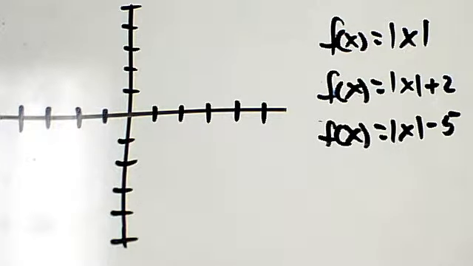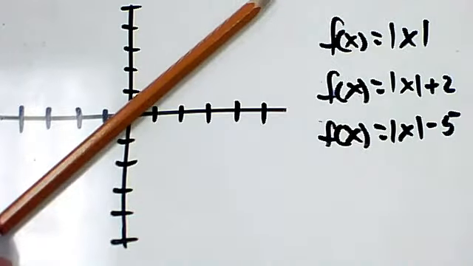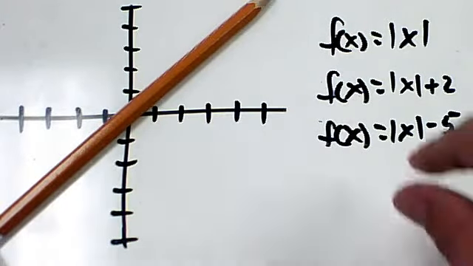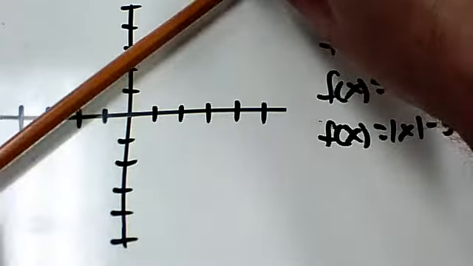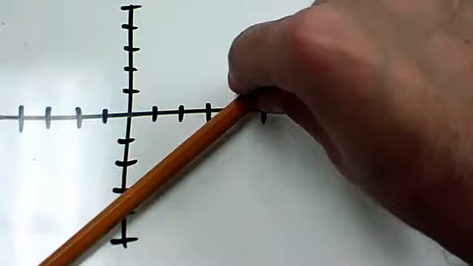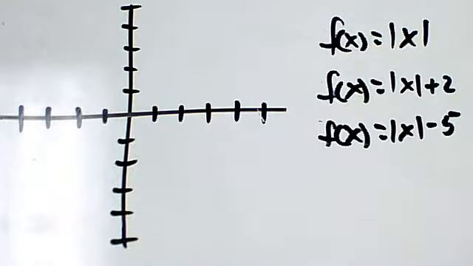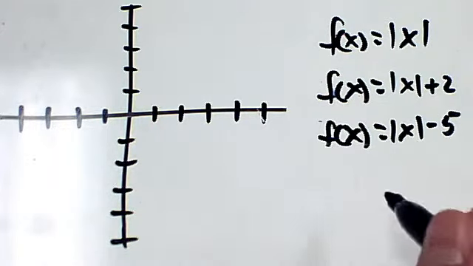Okay, in this video we're going to be graphing absolute value functions and transforming them as well. So in my linear transformation videos, we've seen that if you have the parent function of f of x and you add 2 to it, then it shifted up 2. If you subtracted 5 from it, it shifted down 5. So let's see what happens when you do the same thing with your absolute value functions.